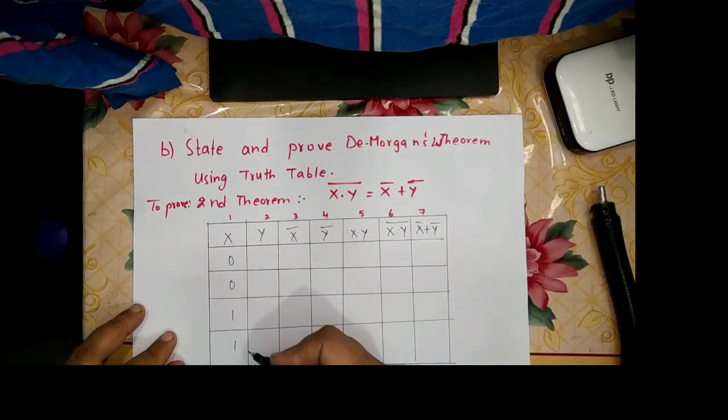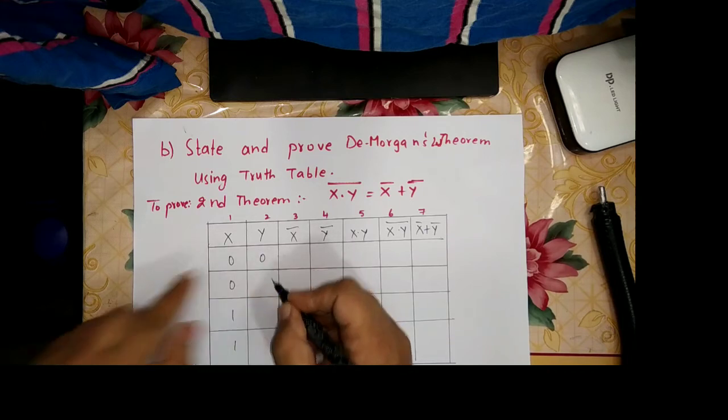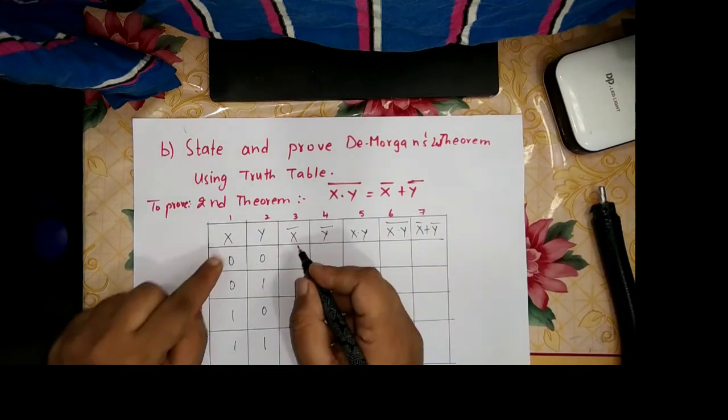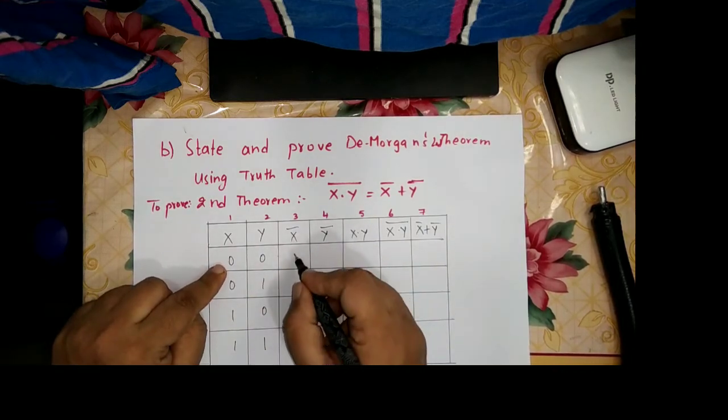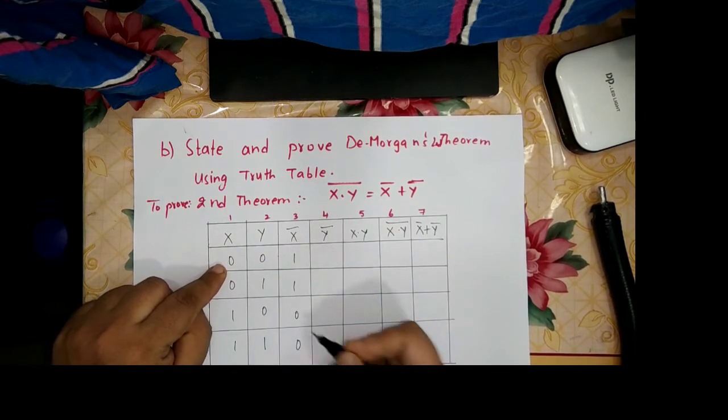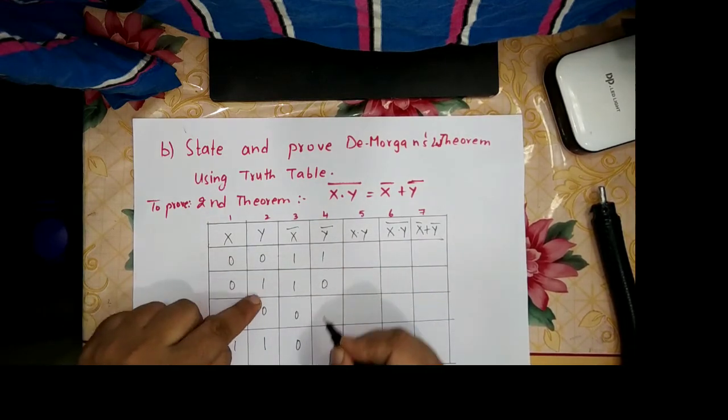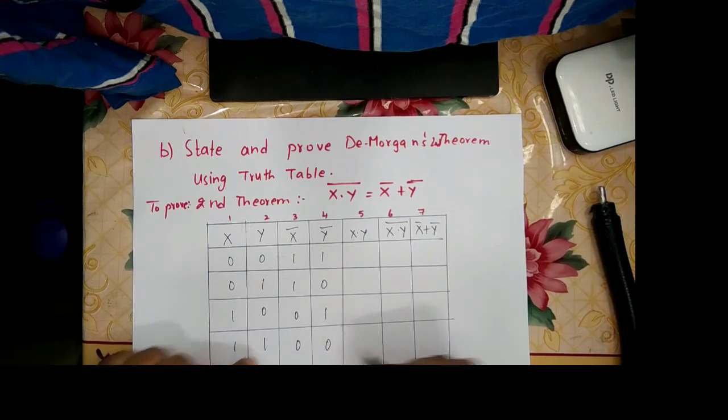Now as I told, some students write like this. They write 0 0 1 1, and from here they start with 0 1 0 1. Now this is the opposite of this, the same thing we did earlier. So this will be 0 0, and for 0 1, for 1 0, for 0 1, and for 1 0.